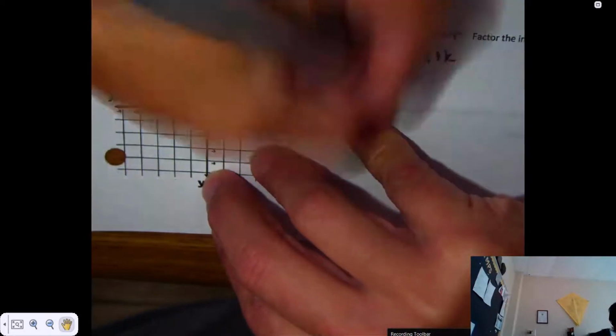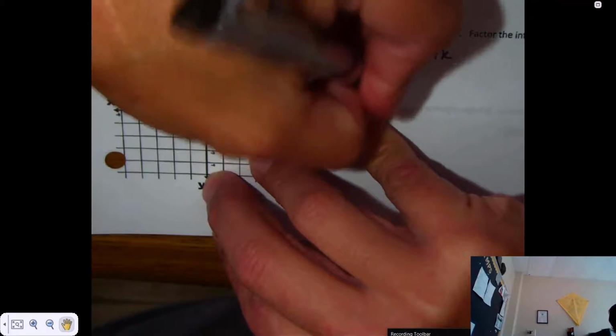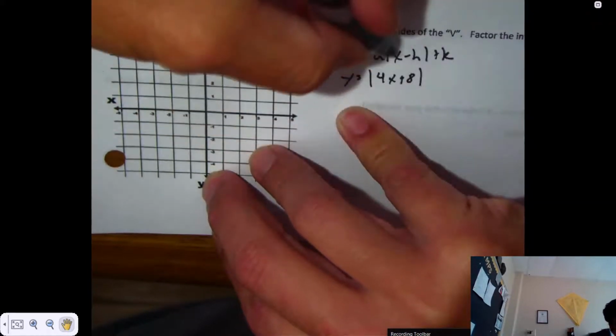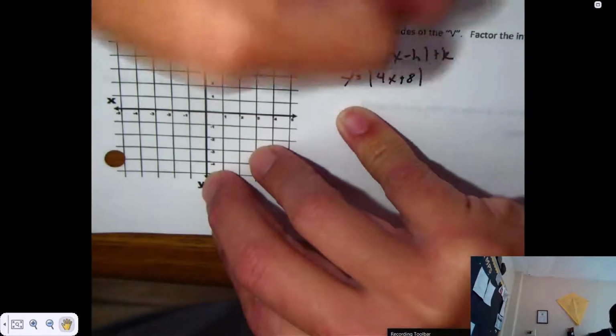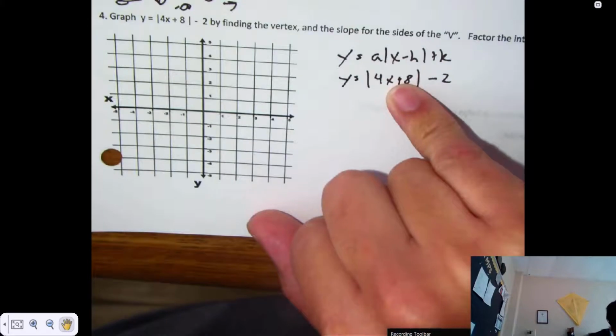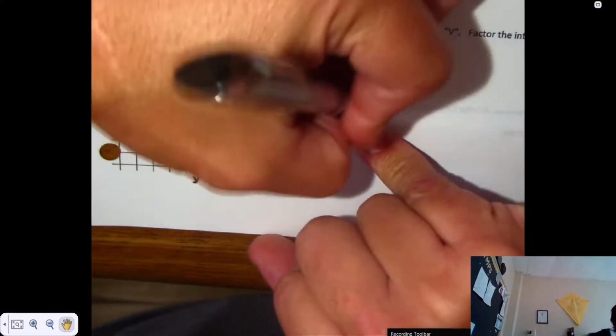And our equation is really, really close. The difference is there's a 4 inside instead of a single x. We need a single x. So what we're going to do is pull a 4, and we can because 4 and 8 are both divisible by 4.